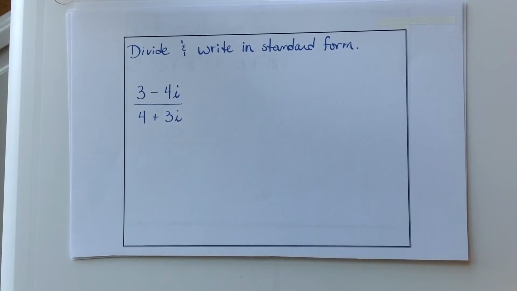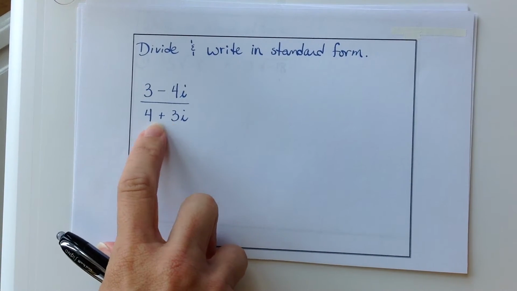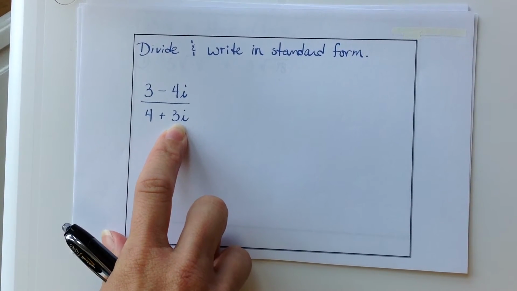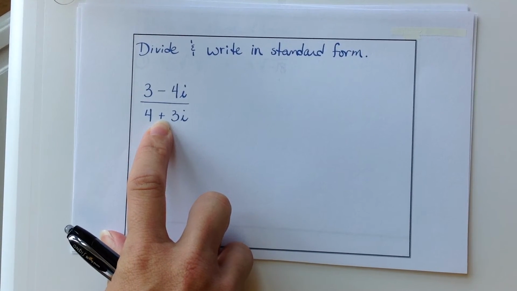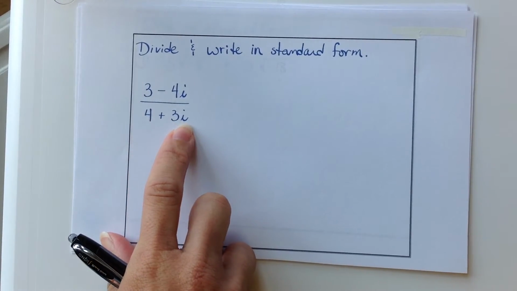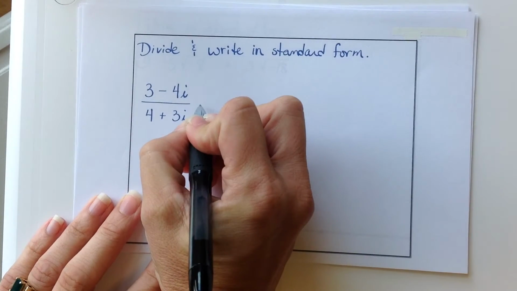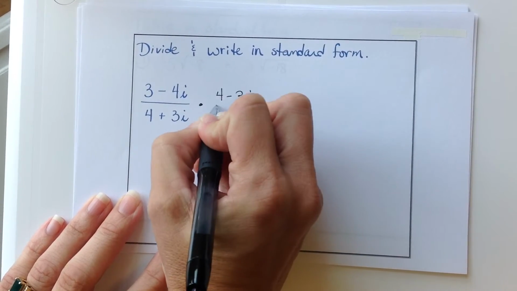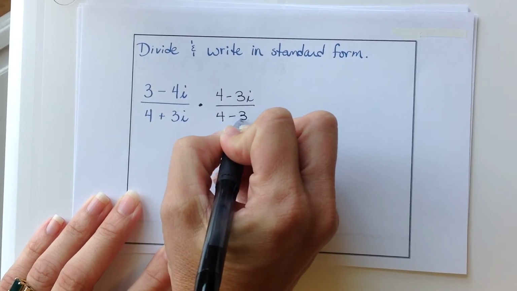Okay, you're going to use what's called a complex conjugate. You need the complex conjugate of your denominator, and all you have to do to get that conjugate is to change the sign in the middle. So my conjugate is going to be 4 minus 3i. And what we're going to do is multiply the numerator and the denominator by that complex conjugate.